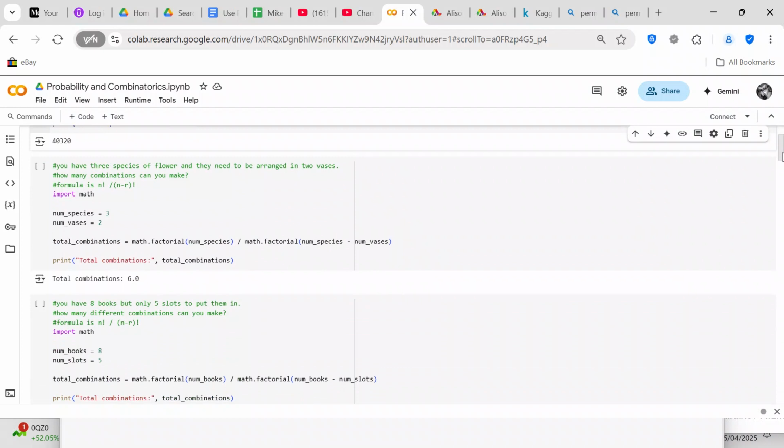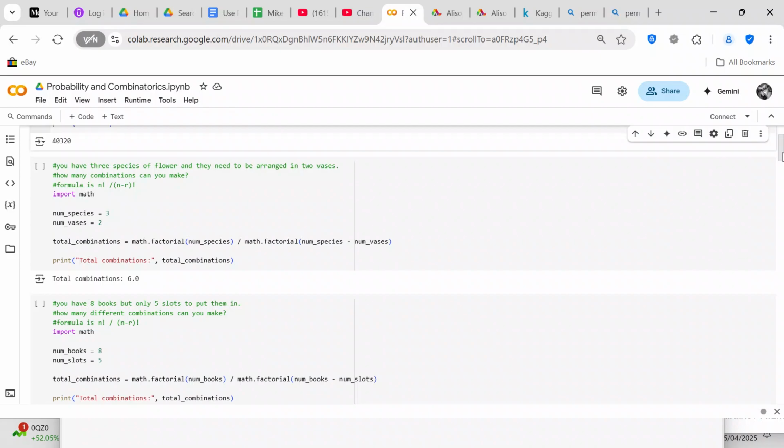they need to be arranged in 2 vases. How many combinations can you make? So you've got a formula to do that. n is your number, so n factorial divided by n minus r factorial. The number of species is 3, and the number of vases is 2. So you get your total combinations equals math.factorial(num_species) divided by math.factorial(num_species minus num_vases).